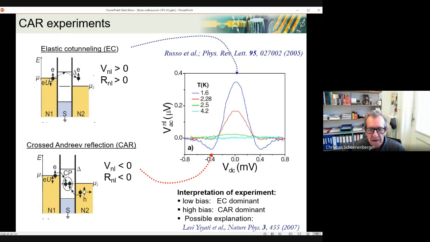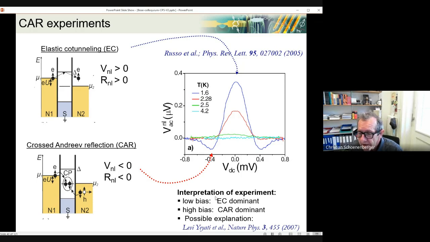For co-tunneling, one normal contact is biased, and the electron just tunnels essentially. You can see this as it goes through a virtual state in a superconductor, and then it just tunnels into the other side. So that gives a positive non-local voltage. The other process is where a hole is generated here, or a Cooper pair is formed. One electron is taken from the left lead and the other one from the right lead.